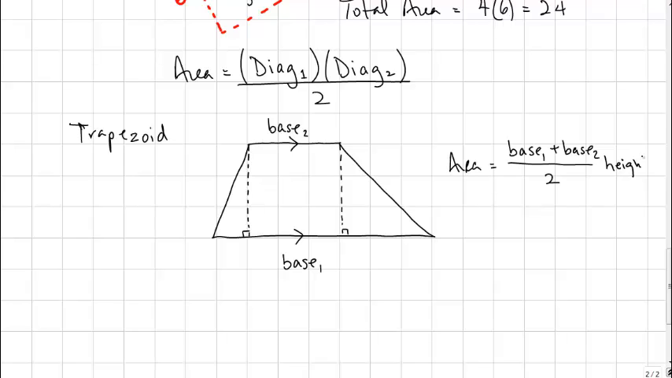So let's say we have a base 2 of 4 and a base 1 of 10 and a height of 3. For this particular trapezoid, we'd have an area of 10 plus 4 all over 2. That's the average of 10 and 4, which is 14 over 2, or 7. And we'd multiply that by the height, 3. So we'd get 7 times 3, which is 21. So this trapezoid would have an area of 21.